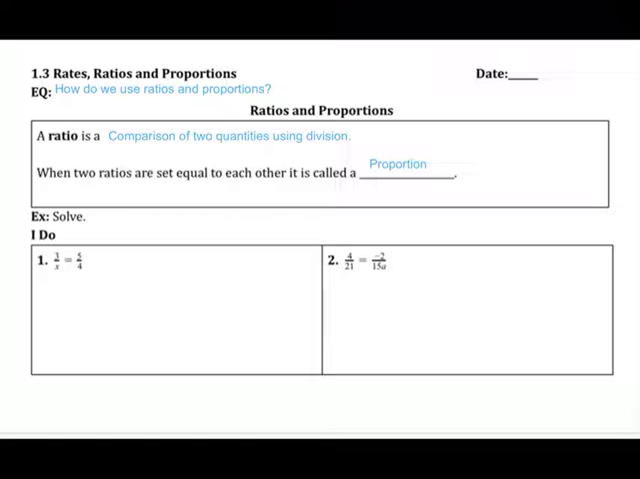A ratio is something that you hear a lot of times when you're talking about sports. A batting average is a ratio in baseball. Comparing the number of boys to the number of girls in a classroom, that is a ratio. You're comparing any two things using division.